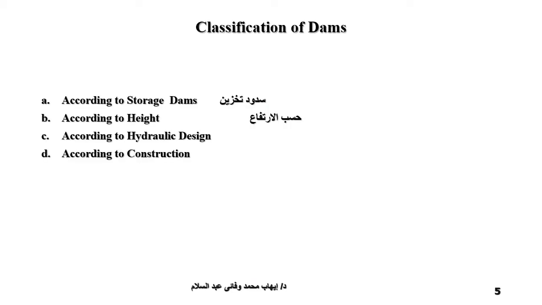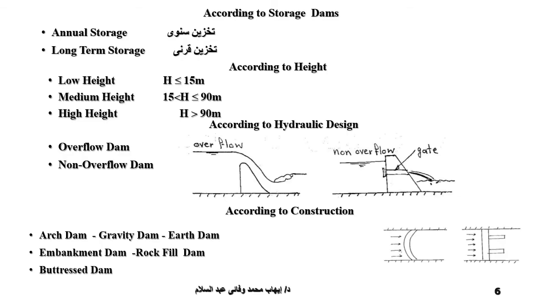Classification of dams. Due to storage, due to height, due to hydraulic design, due to material of construction. According to storage, there are two types: annual storage or long-term storage. According to height, there are three types: low height, medium height, high height.